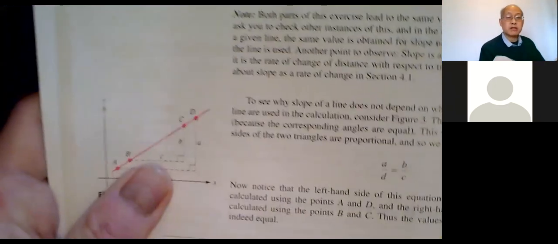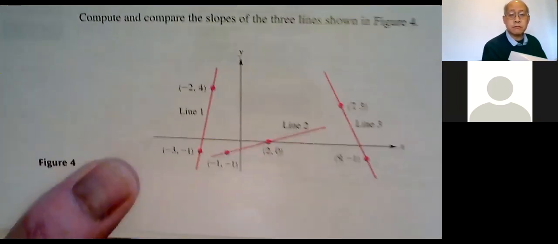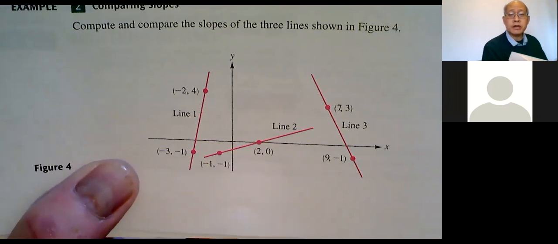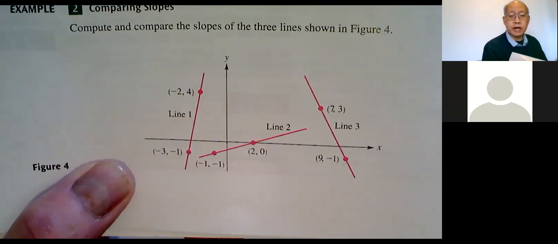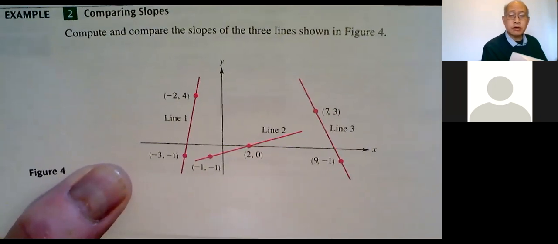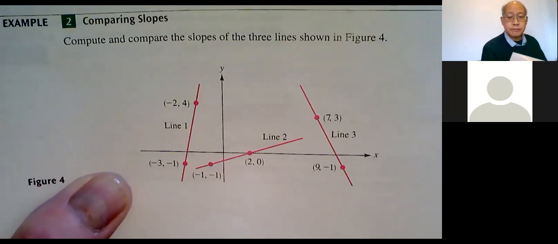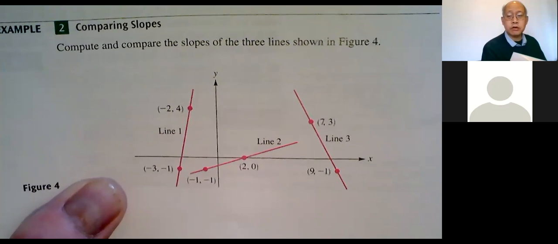Okay, and then comparison of slopes on page 44. Again, I'm going fairly rapidly because you've seen this before. If you look at line number 1, that's considered a positive slope, because as you move from left to right, it's going up. Line 2 is also a positive slope, but not as steep. So that's going to be a smaller slope.